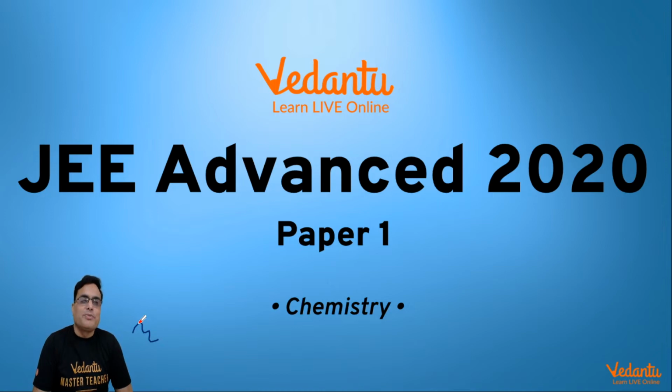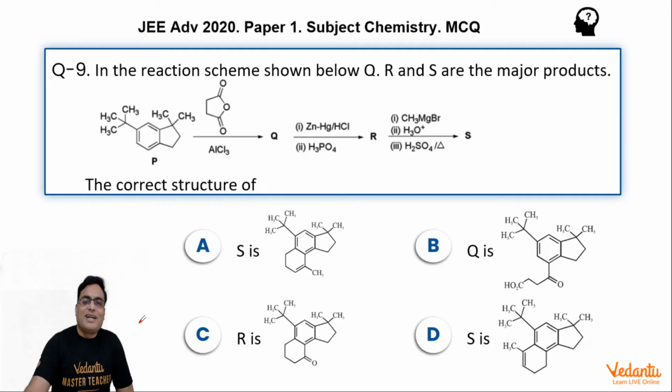JEE Advanced 2020 Paper 1 Chemistry. And the question says, it is a multi-correct question. It says that in the reaction scheme shown below, Q, R and S are the major products. You can see P is the starting compound, on reaction with succinic anhydride followed by AlCl3 gives Q. Q on reaction with zinc-Hg/HCl, which is Clemmensen reduction, followed by H3PO4 gives R, and R on treatment with Grignard reagent followed by H3O+ followed by H2SO4 gives S. Now the correct structures we have to find out of S, R and Q, right?